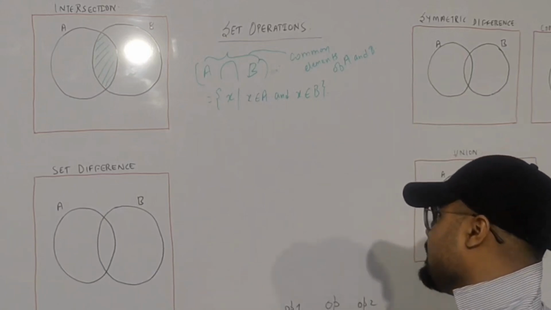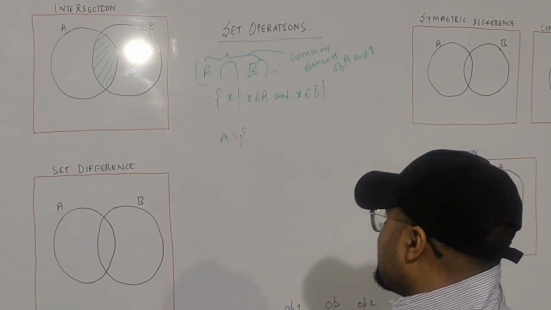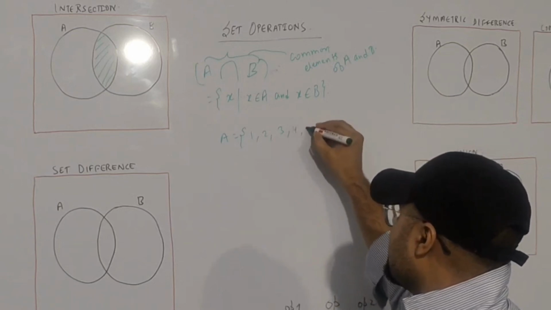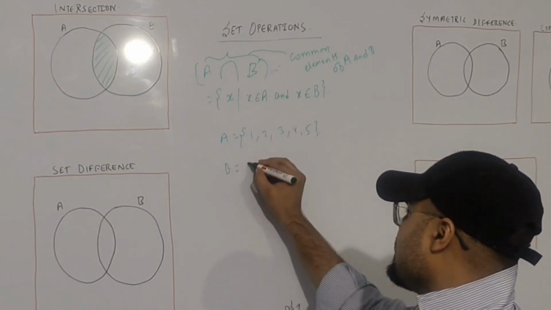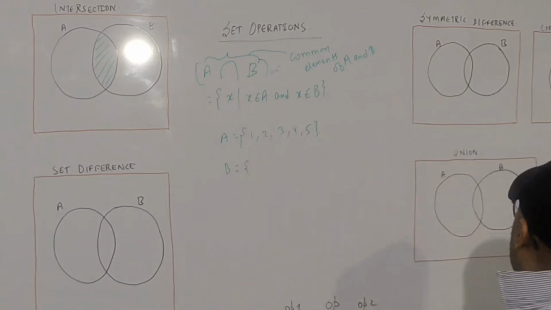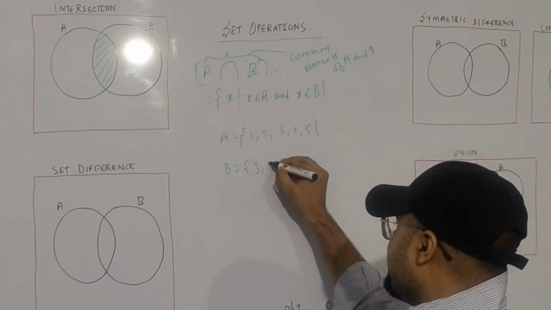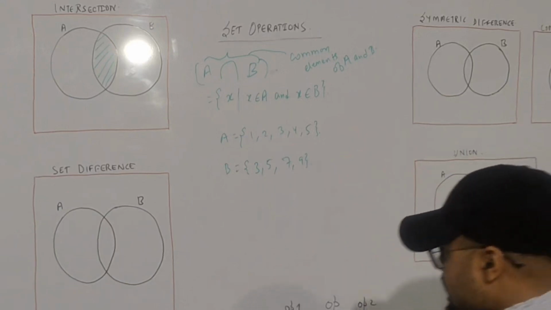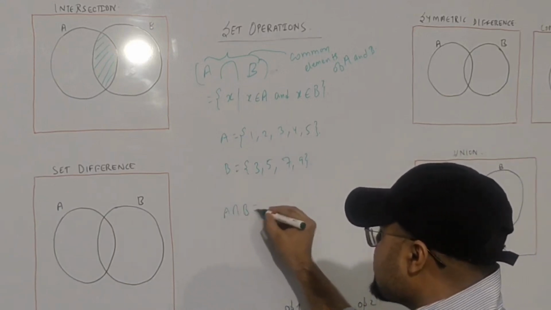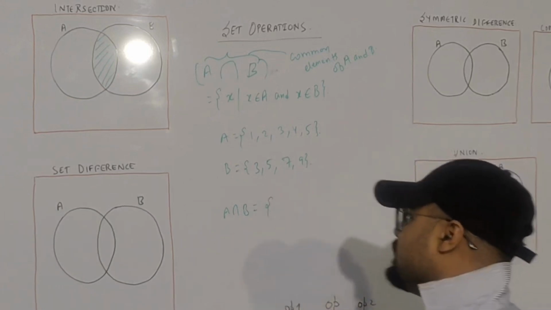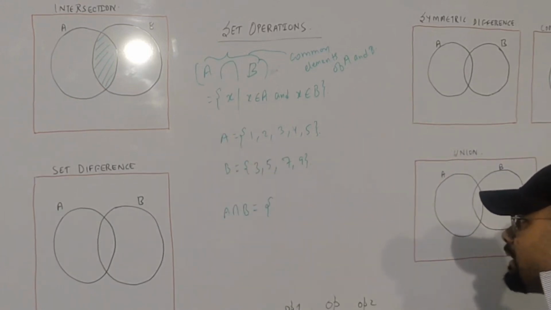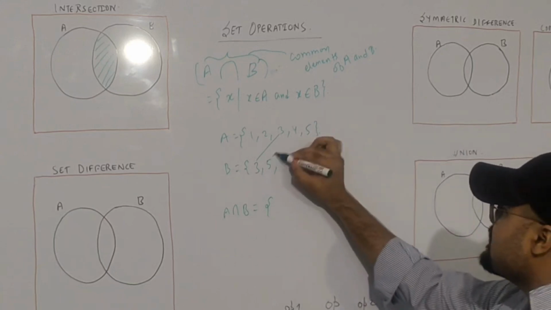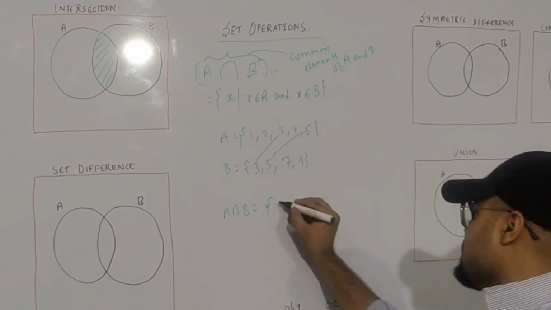For example, if A is, let's say, 1, 2, 3, 4, 5, and B is, let's say, 3, 5, 7, 9, then what is the set A intersection B? A intersection B is a set, the elements of which are the common elements of A and B. What are the common elements between A and B? 3 is an element in both sets, 5 is an element in both sets. So A intersection B is 3 and 5.